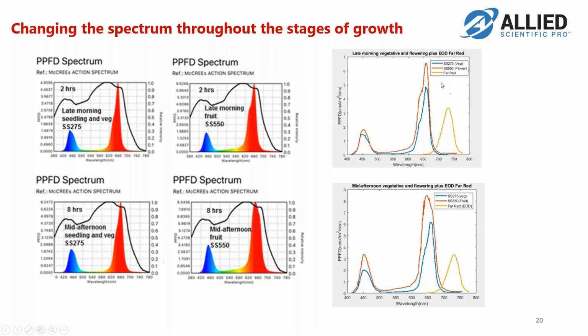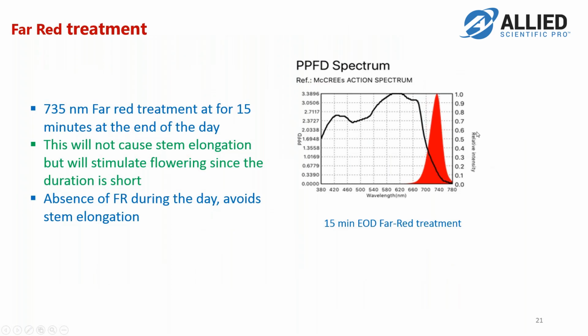And also the fact that from seedling to fruit, there was always an increased intensity, and that is shown in here. And far red, I'll explain a little bit later. So right here, actually, the far red is shown, it's centered at about 735 nanometers, and we only use it as the end of the day treatment for about 15 minutes. This would not cause stem elongation because we wanted to have more compact plants, but it would stimulate flowering since the duration is short.